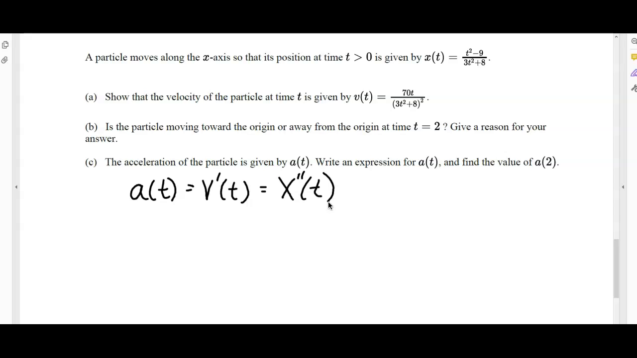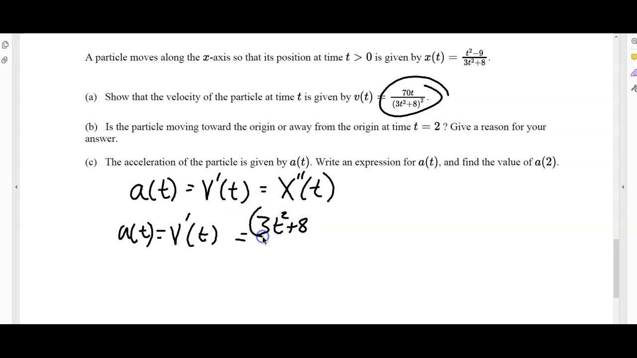In other words, we want to find the second derivative of the position, or you could just take the first derivative of velocity, and then they want us to plug in 2. So let's do that. My velocity, as you guys know, is this. So v prime of t would give me my acceleration, and therefore we're going to do the quotient rule again. So we have low d high minus high d low.